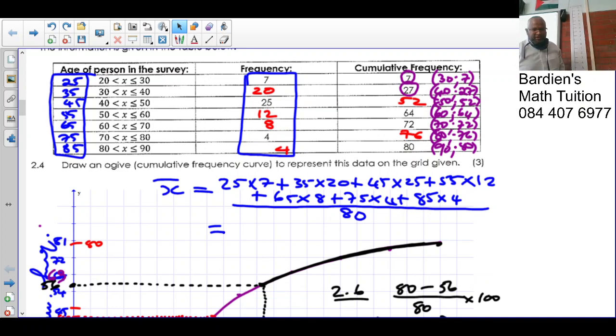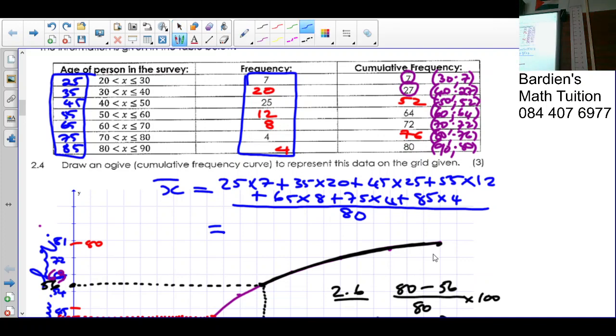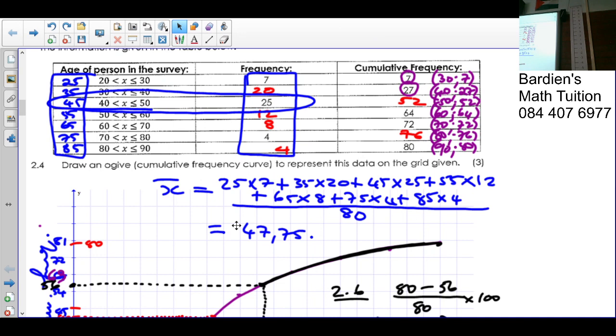Okay, so at this point you guys have worked it out. And what is your mean here? What's your mean, people? 47,75. So the mean would have actually lied in this category here, in that class interval of x is greater than 40 but less than or equal to 50. You guys understand?